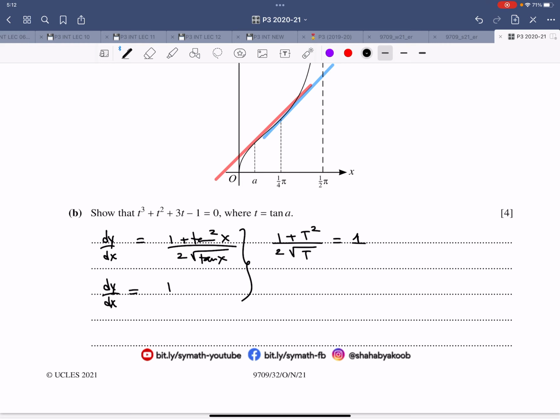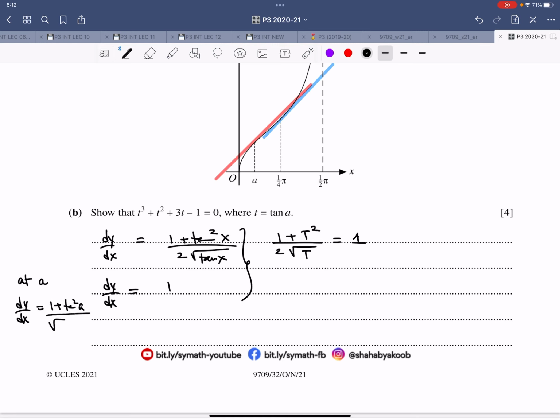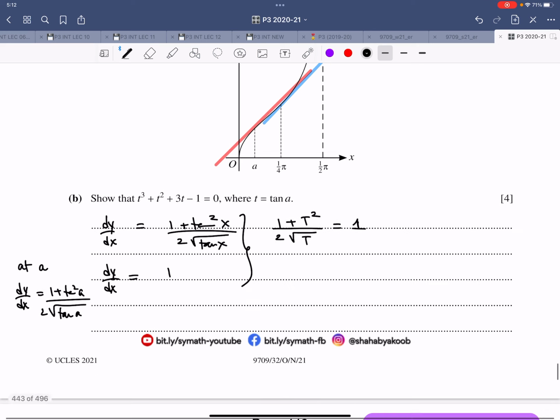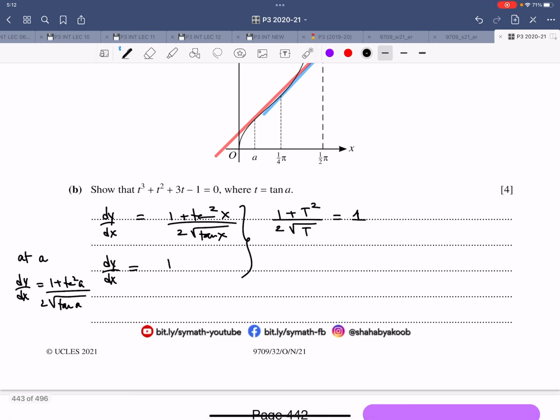Why? Because at a, dy by dx is equal to (1 plus tan square a) over (2 square root of tangent a), and there is a 2 over here. So now they have made the substitution where t is equal to tangent a. 1 plus t square is equal to 2 root t. Square both sides. When I square both sides, what do I get? I get 1 plus t square, the whole thing squared, equals 2 root t, the whole thing squared.